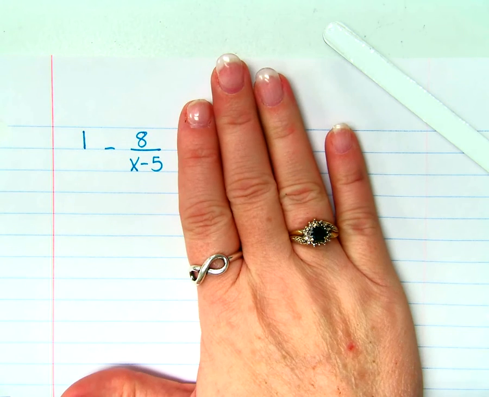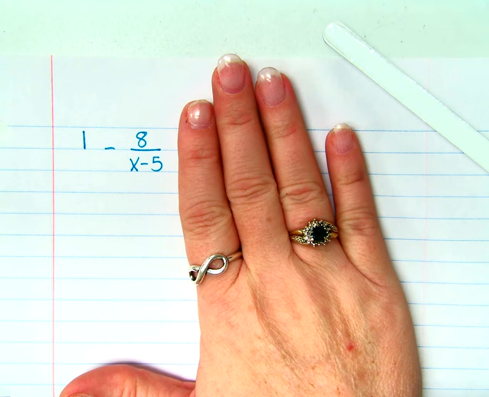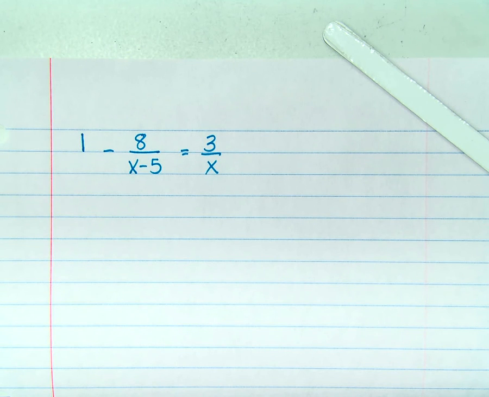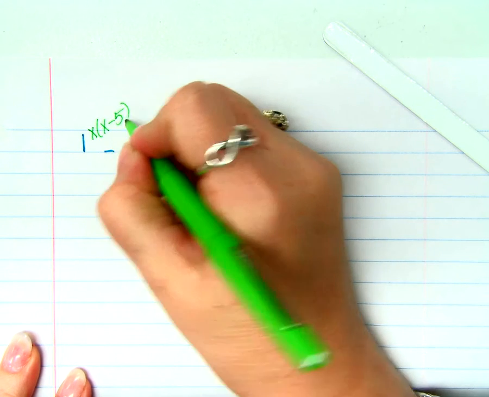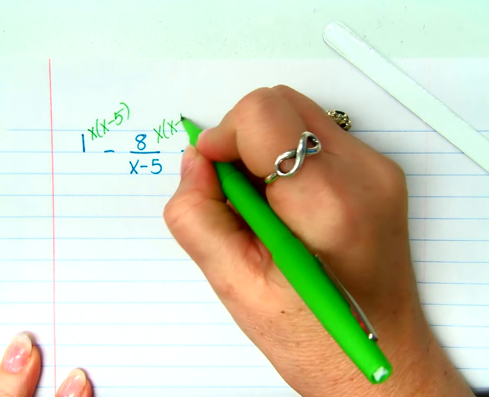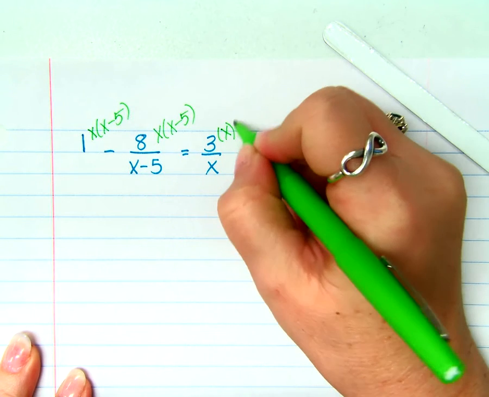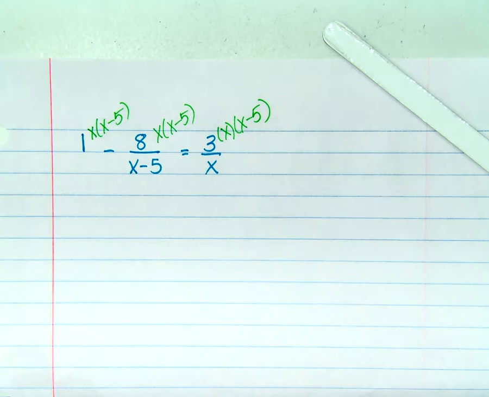Remember when we were doing a problem like this, where it was just an expression, we said when you're in doubt of how to find the common denominator, what should you do? Multiply the denominators together. Guess what the common denominator is of this problem? X times x minus 5. Okay? So I'm going to multiply every term times x minus 5, just like that.